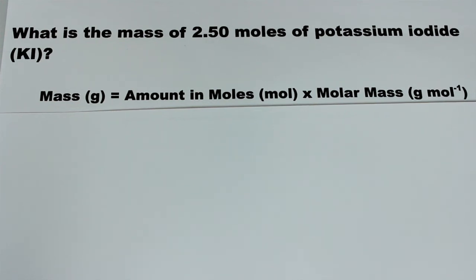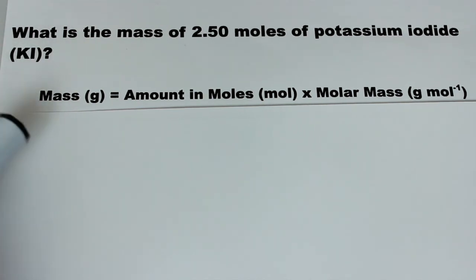Now the first thing we have to do is consider what formula we're going to use for this calculation. And the formula we're going to use is this one, where we calculate the mass of the sample of the chemical substance in grams by multiplying the amount in moles of the chemical substance by the molar mass of the chemical substance.